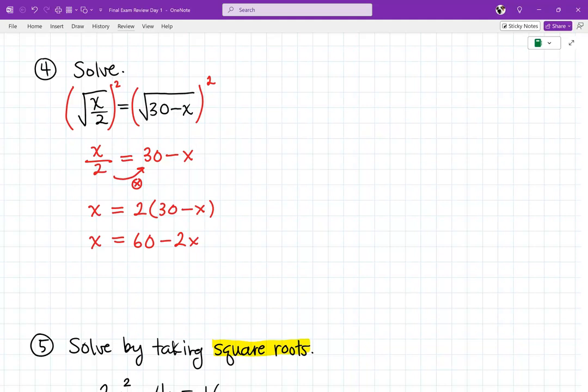So let me move my negative 2x over to this side. So that becomes a positive 3x equals 60. And if I divide both sides by 3, what do I get? 20. And that's my answer.